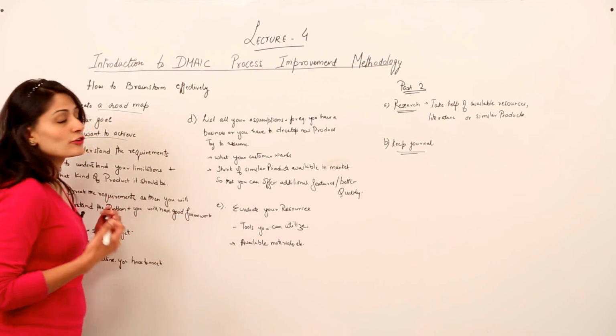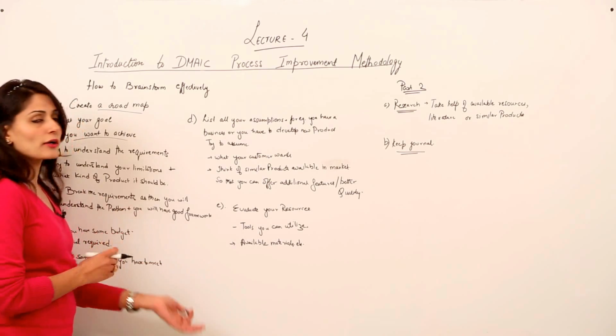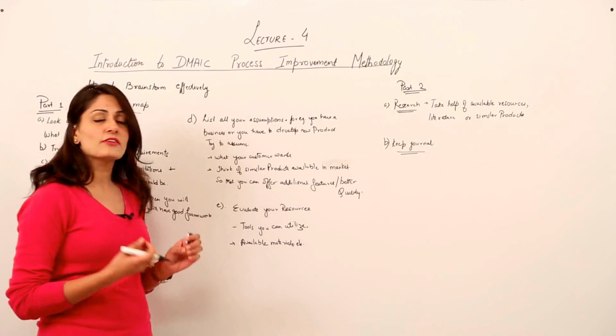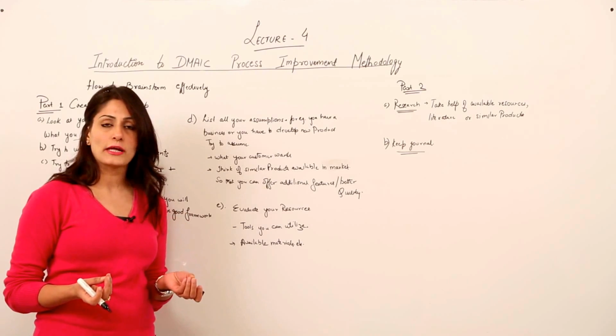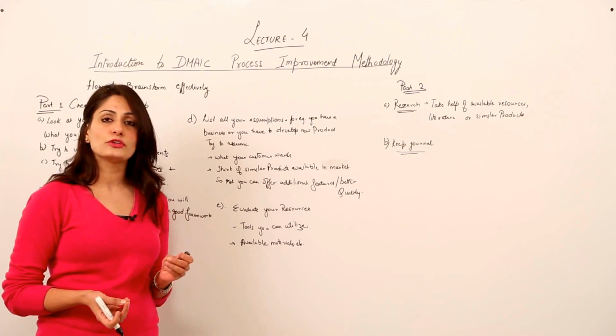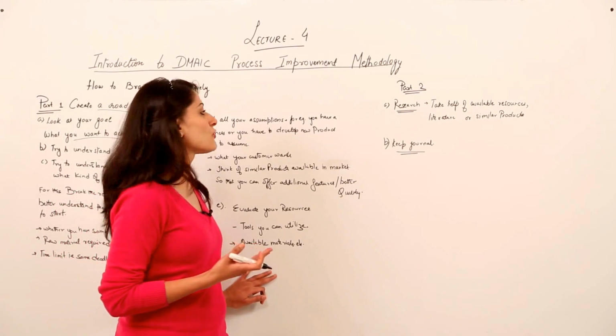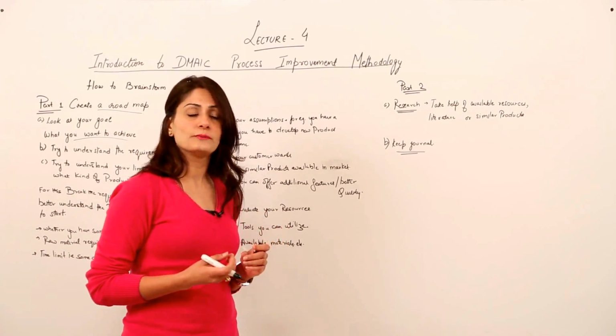and this will offer, and so you can offer better quality to your customers. Then evaluate your resources. This means what kind of tools you have which you can utilize, or the raw materials which you can utilize. Then in part 2 of brainstorming, do some research.